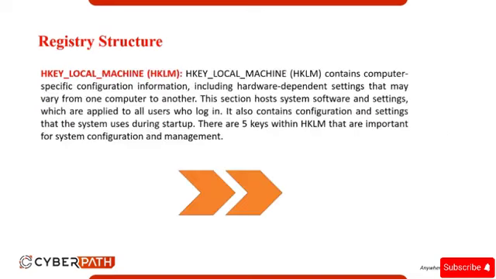HKLM, HK local machine, contains computer-specific configuration information, including hardware-dependent settings that may vary from one computer to another. This section hosts system software and settings, which are applied to all users who log in. It also contains configuration and settings that the system uses during startup. There are 5 keys within HKLM that are important for system configuration and management.